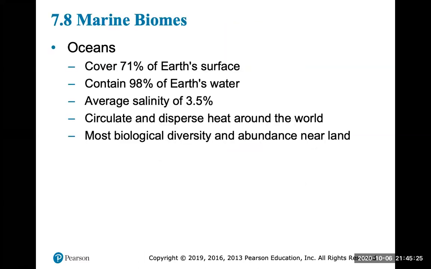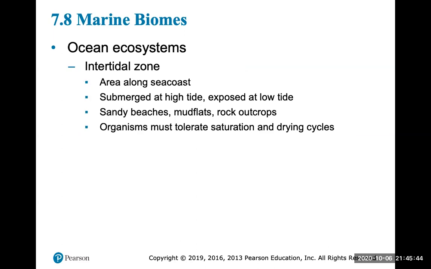Oceans then. The next several slides make up oceans. They cover 71% of the Earth's surface and contain 98% of the Earth's water. Extremely salt water. They'll circulate and disperse heat around the world, and they are the most biologically diverse and abundant near the land. These are the different zones of the ocean ecosystems.